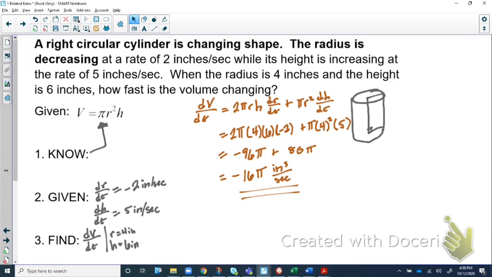So the first part of the equation gives me a negative 96 pi, and the second part a positive 80 pi, for a total of negative 16 pi. That shows the volume is decreasing at negative 16 pi inches cubed per second. So how'd you do?